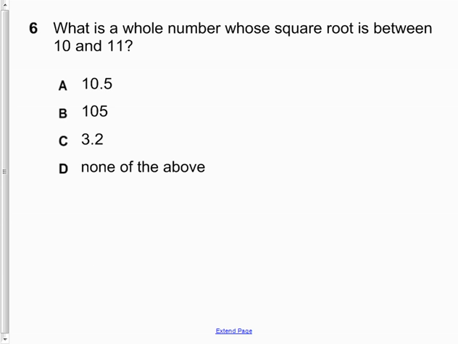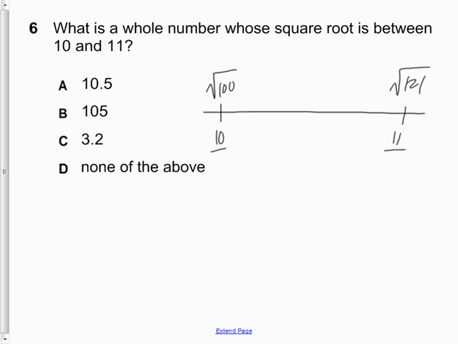Question 6 says, what is a whole number whose square root is between 10 and 11? So if I was to draw a number line and put 10 and 11, this would be the square root of 100. And this would be the square root of 121 to give me a square root of 10 and a square root of 11. And any whole number whose square root is between there would be any square root of any number between 100 and 121.